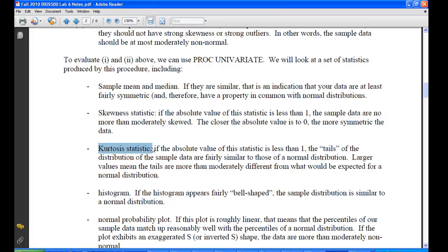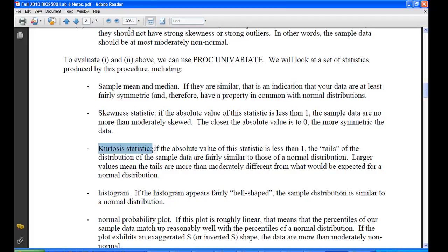That's one way of thinking about how much mass goes in the tails of a distribution. Well, if your distribution has far more or far less mass in the tails than a true normal distribution, then you don't really want to think of your distribution as being close to normal, right? All that I'm trying to say here is that if the kurtosis is less than 1 in absolute value, that means your distribution in the tails looks fairly similar to a normal distribution. At least it's no more than moderately non-normal, let's say.